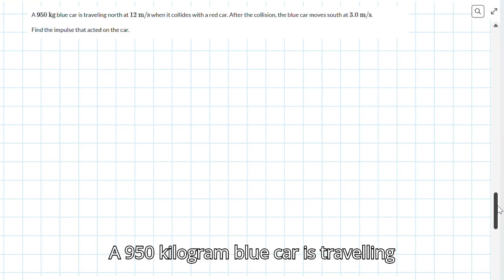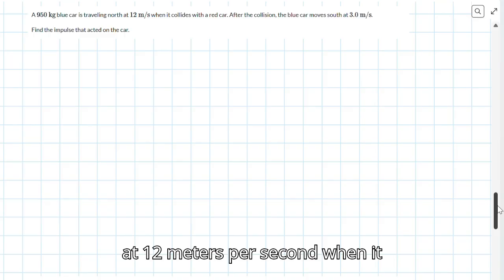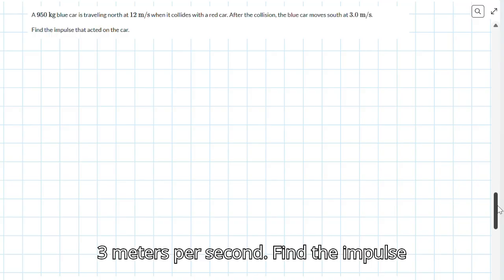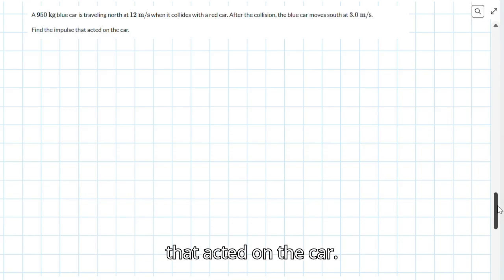A 950 kilogram blue car is traveling at 12 meters per second when it collides with a red car. After the collision, the blue car moves south at 3 meters per second. Find the impulse that acted on the car.